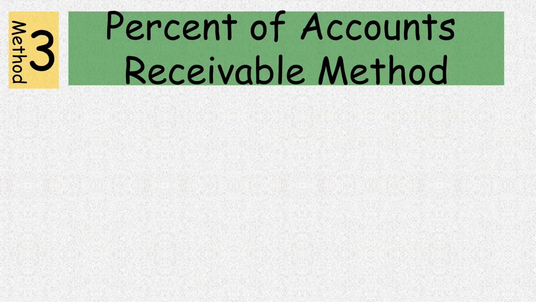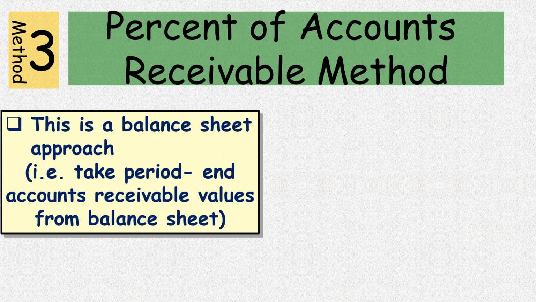Now, the third way to calculate the expected allowance is again the receivables method, the percentage of receivables method. And in this method, we are again going to take the account receivables because this is a balance sheet approach. So we take the period end account receivable values from the balance sheet and calculate the expected amount of bad debt. And how do we do that?